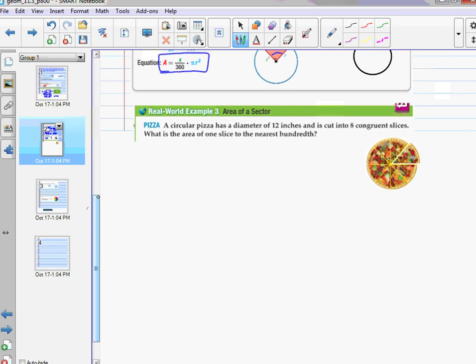A circular pizza has a diameter of 12 inches. It's cut into 8 congruent slices. What is the area of one slice, to the nearest 100? Okay, well we know the area is going to be x out of 360 times pi r squared. So how are we going to figure out what x is? 360 divided by 8. A full circle is 360. We have taken one of those pieces. What is 360 divided by 8?